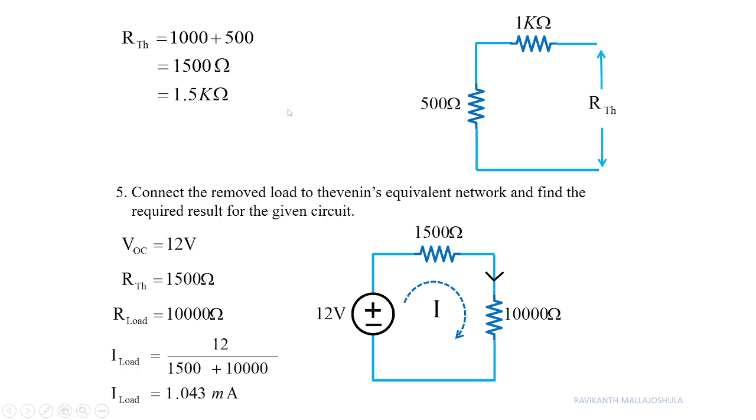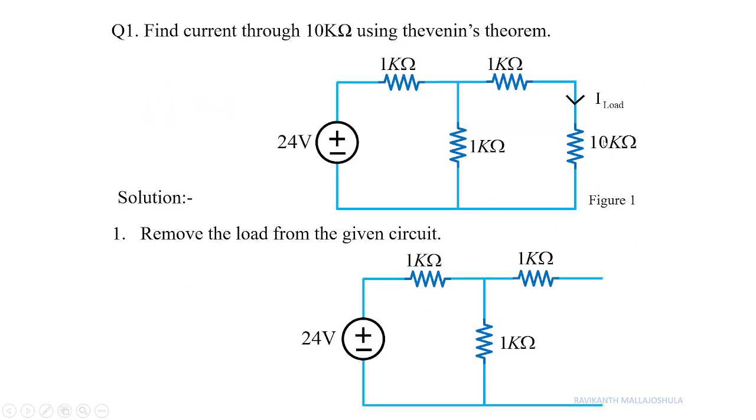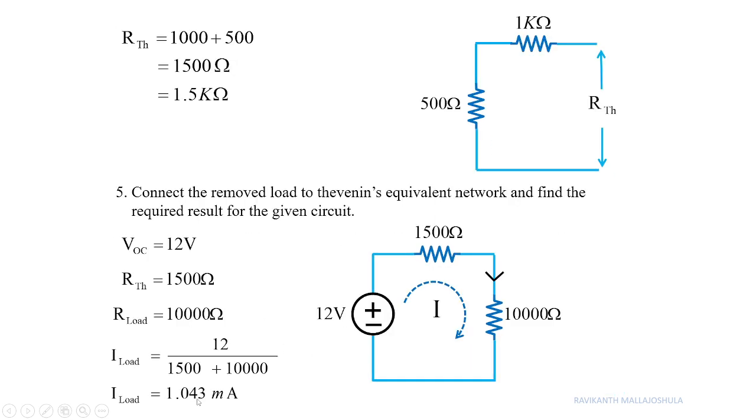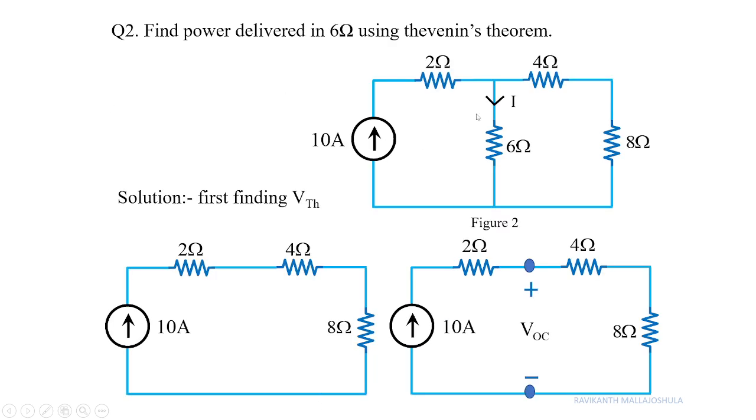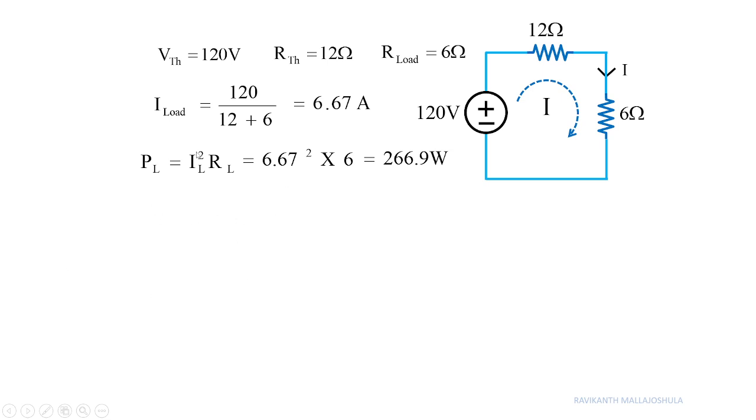Likewise, we got the value of current here as 1.043 for the given circuit. That is, for this circuit the current in 10 kilo ohms we got here as 1.043 milliamperes. Apply mesh analysis or node analysis and check whether you got the same current or not. Then another example is given. We need to find out the value of current in 6 ohms, and the procedure is carried out using open circuit voltage and resistance, and then the power is also calculated.